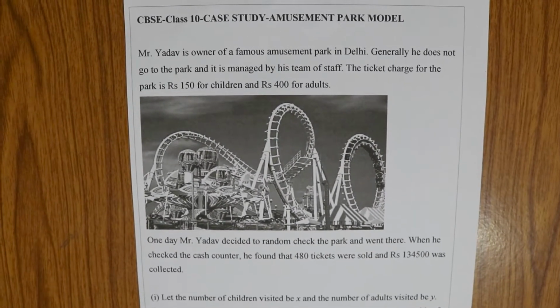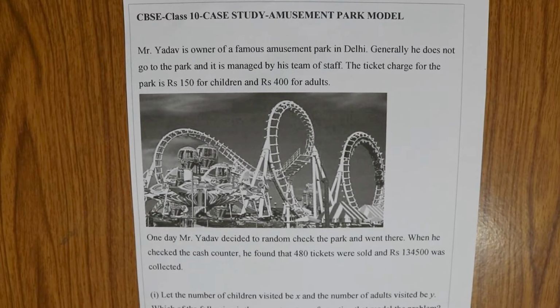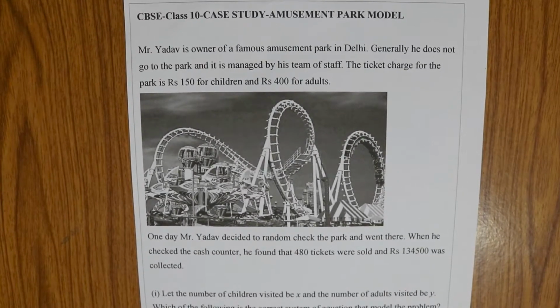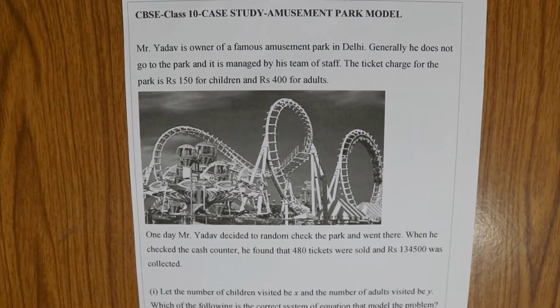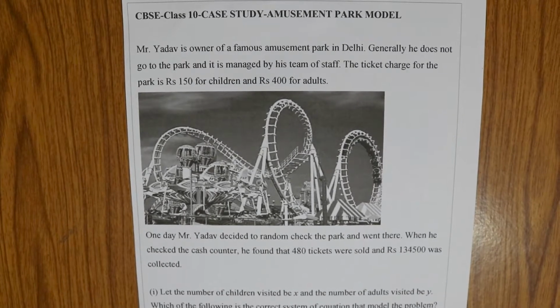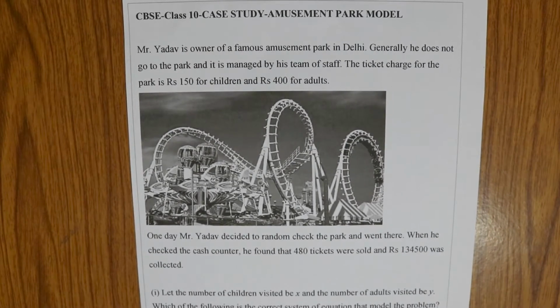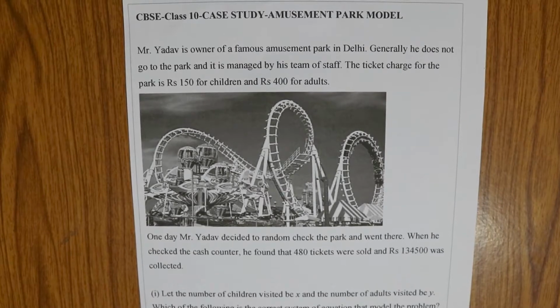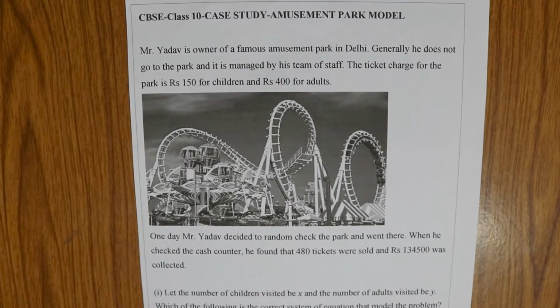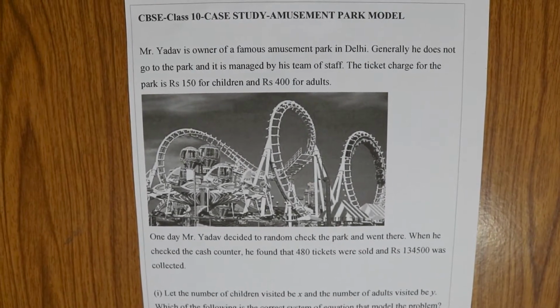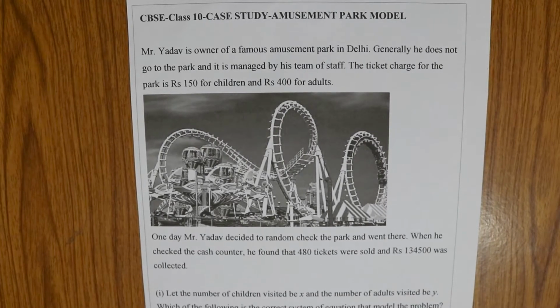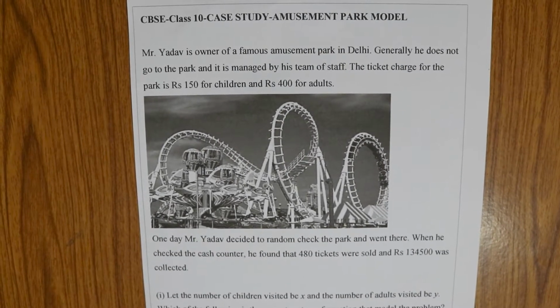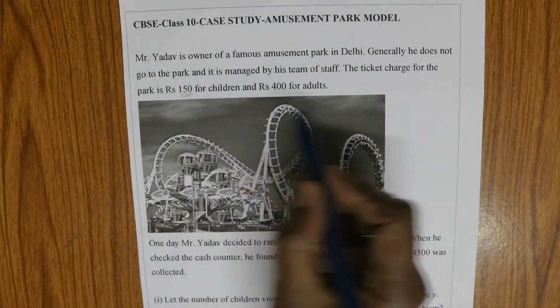Now, going to the model. This is an amusement park model. So, the question goes like this. Mr. Yadav is owner of a famous amusement park in Delhi. Generally, he does not go to the park and it is managed by his team of staff. The ticket charge for the park is rupees 150 for children and rupees 400 for adults. So remember these two values, we'll be using it.